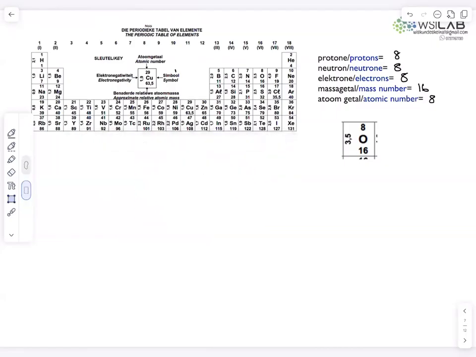All right. Okay. So now what I want is a Bohr diagram, and I want an Aufbau diagram.